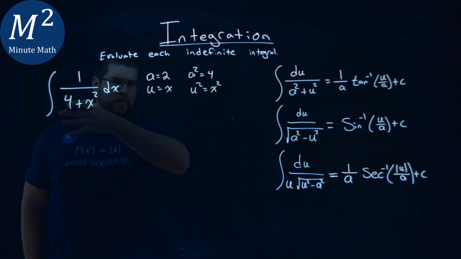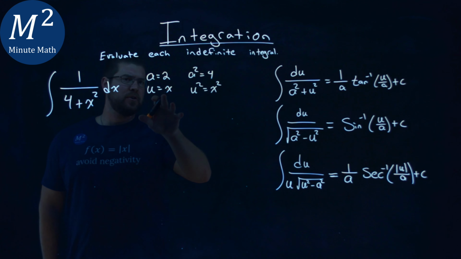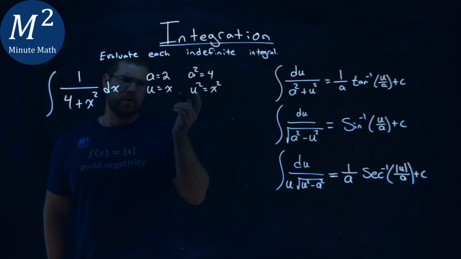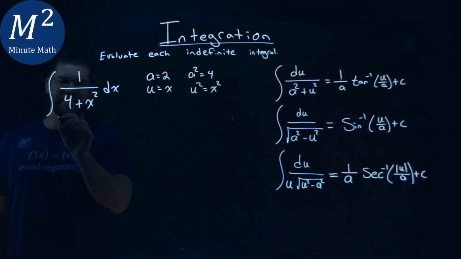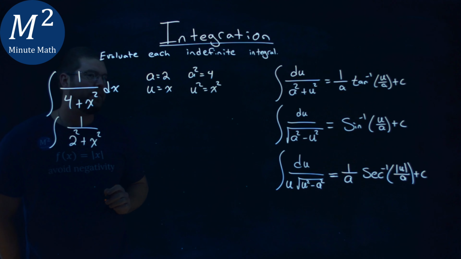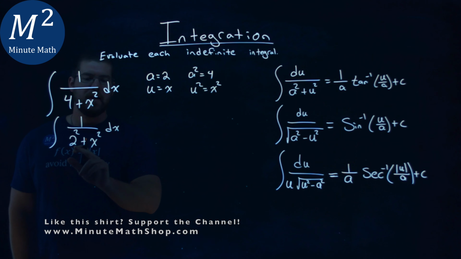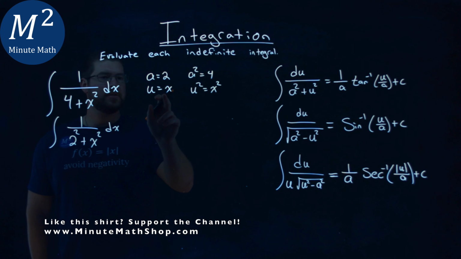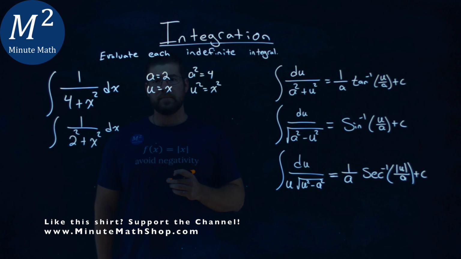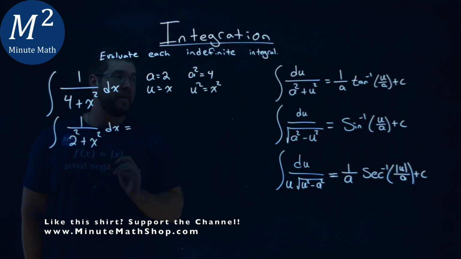So let's rewrite this now in terms of our 2 and x instead of 4 and x squared. So that's our integral here. Instead of 4, I'm going to put a 2 squared plus x squared, and then dx. And now we can see with our a value being 2 and our u value being x, we line up with our arctan formula. So now let's apply that.